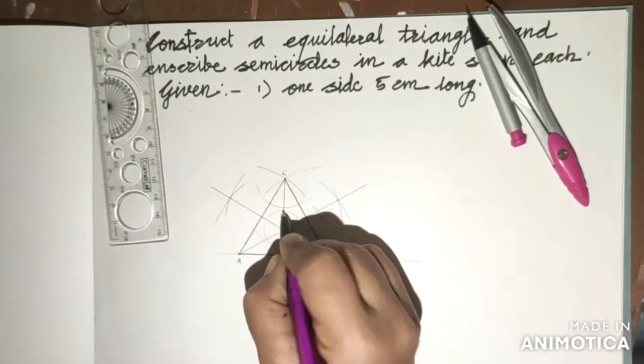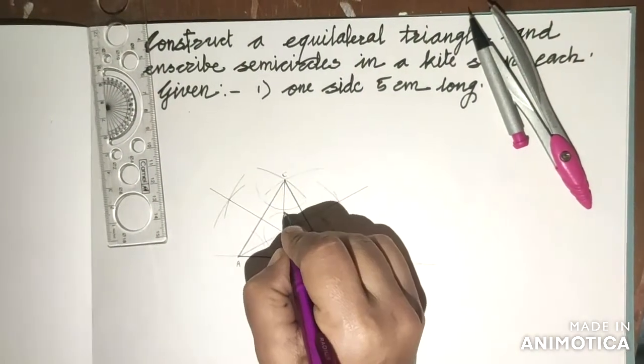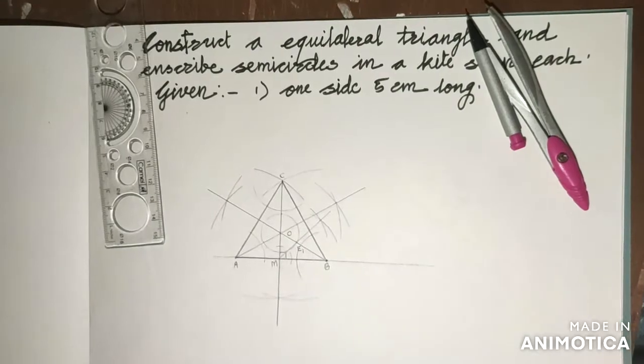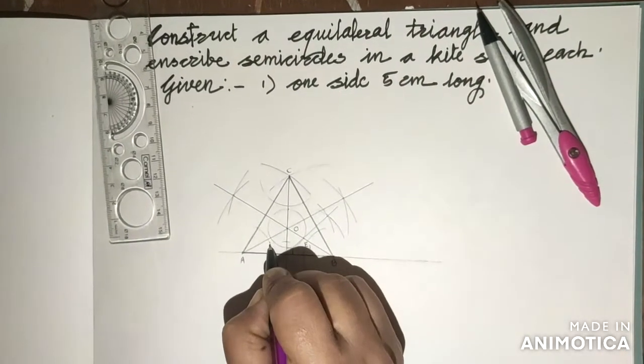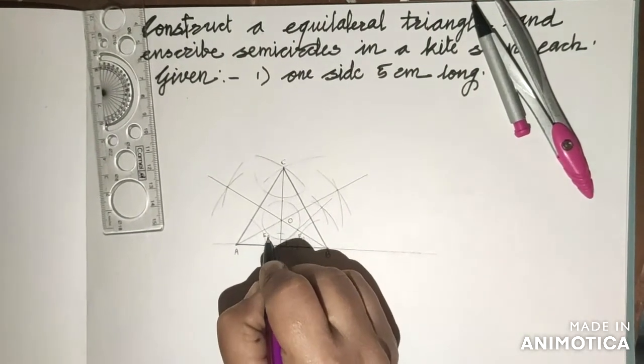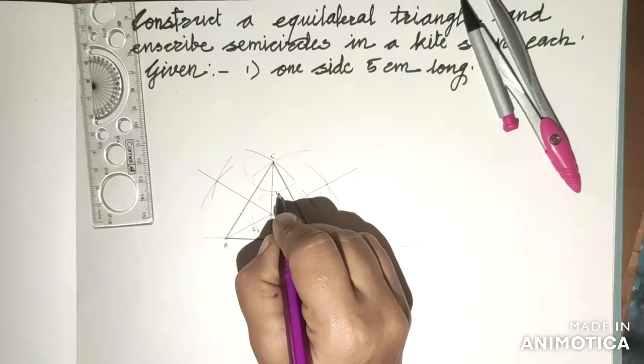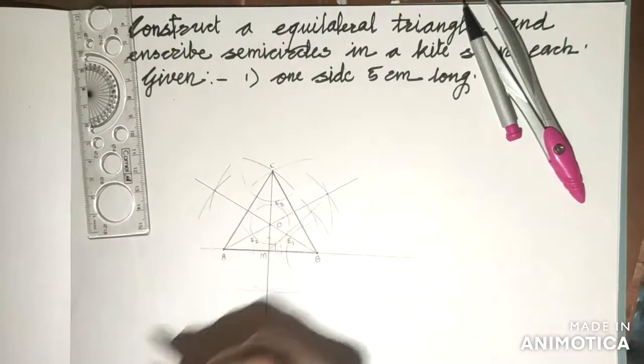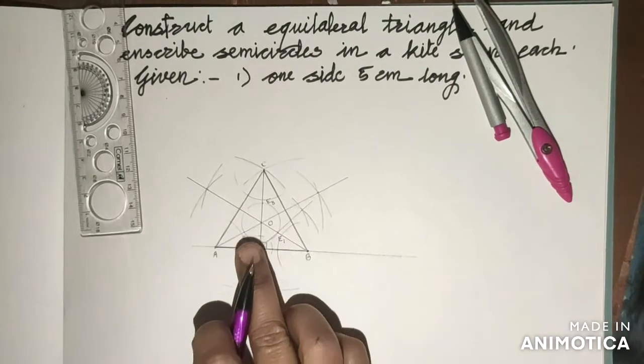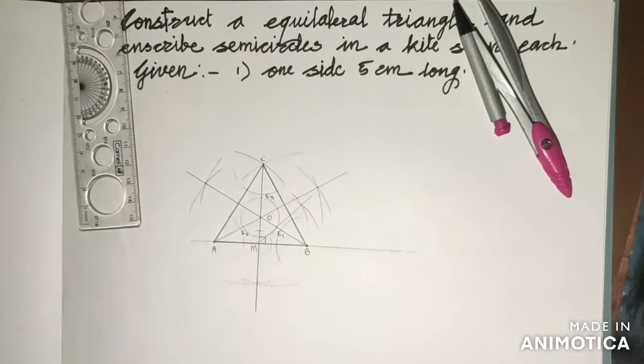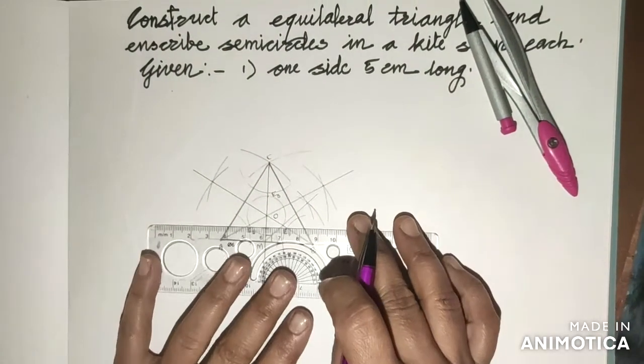Because this circle crosses in this way, this point E2 and this one E3, we get these 3 points. Let's join them.